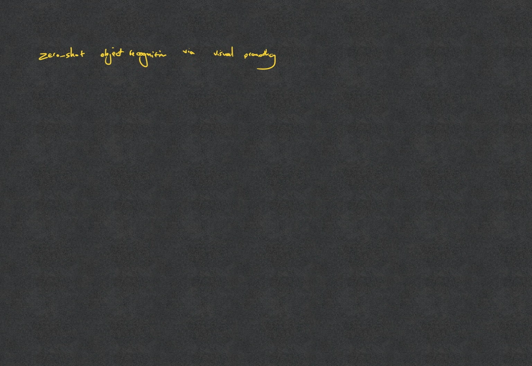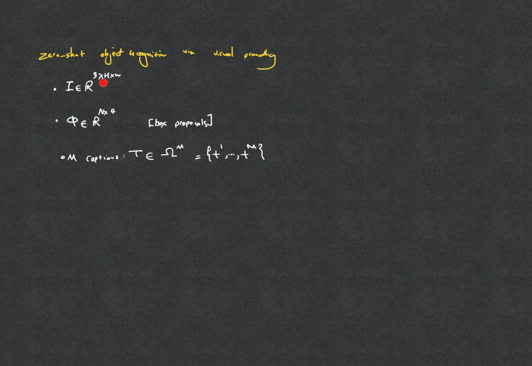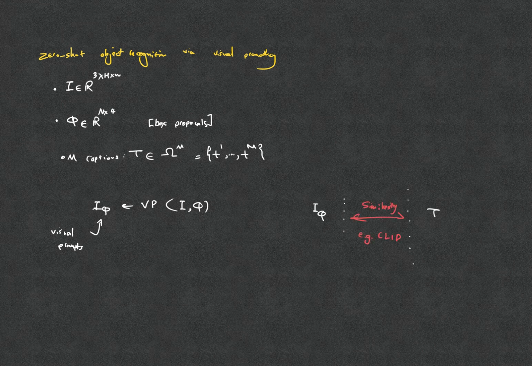The concept of zero-shot object recognition via visual prompting can be summarized like this. Let's say you have an image I of dimensions 3 channels of colors, H and W. You have n box proposals, and you have m captions, each one of them being a textual description, for example, T1 to TM. Visual prompting is going to take this I and these box proposals and create these visual prompts for you, for example, by cropping, by blurring the rest, and things like that. And then you want to assess the similarity of each one of these visual prompts and each one of these texts, which can be done by using cosine similarity of models such as CLIP, which are trained jointly to basically represent images and text.